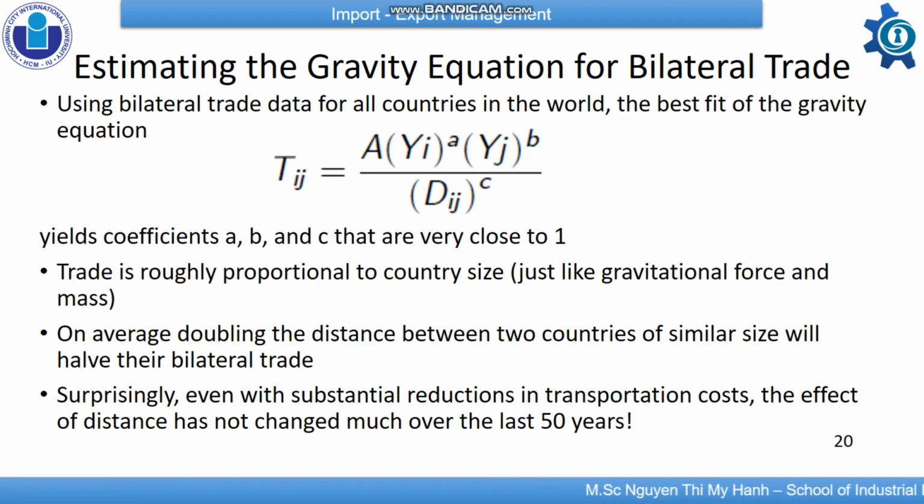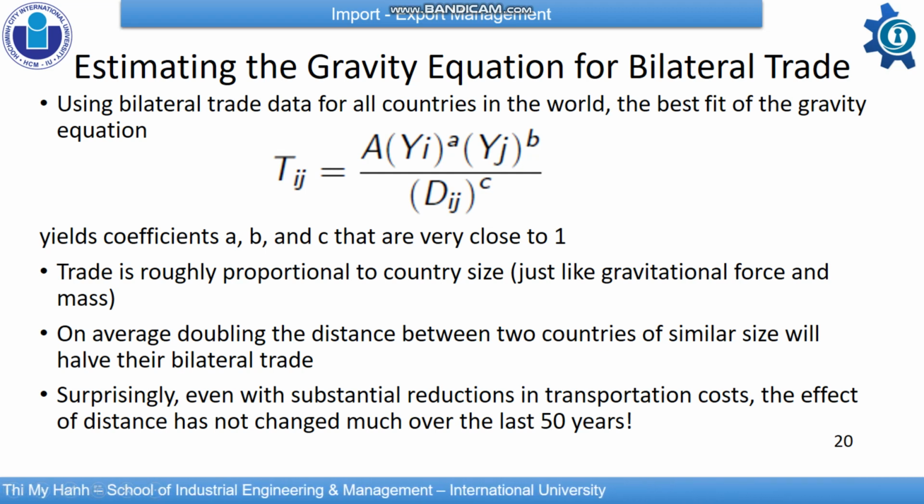So they found that the best fit of the gravity equation uses coefficients A, B, and C that are very close to 1, so that we have a new formula: Tij is equal to A times Yi times Yj divided by Dij.